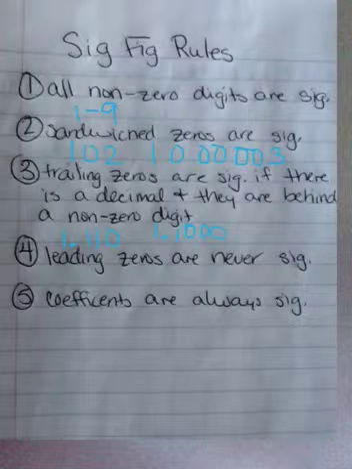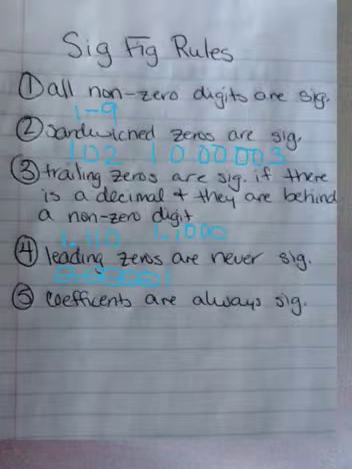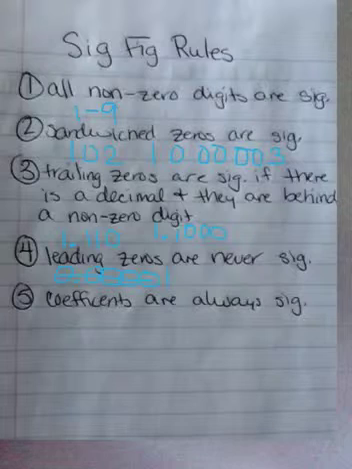Alright, number 4. Leading zeros are never significant. Remember that these guys are leading zeros. None of those would count because they are all before that first non-zero digit.